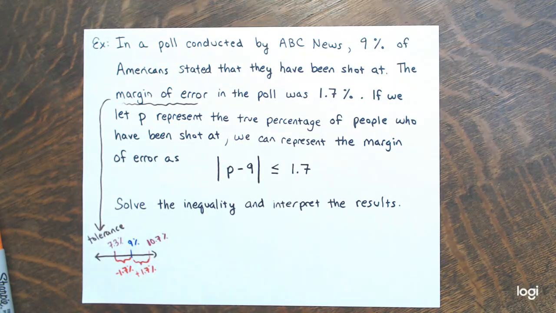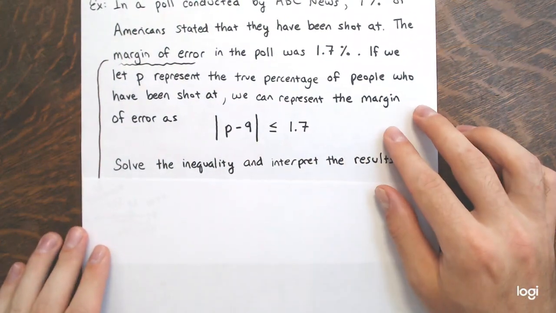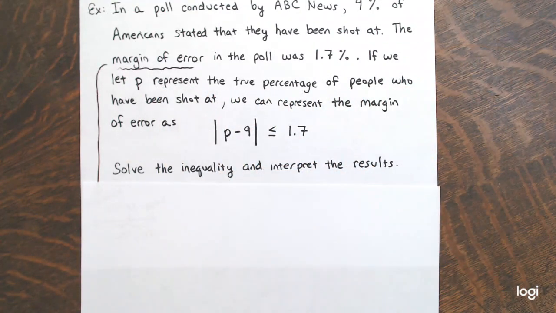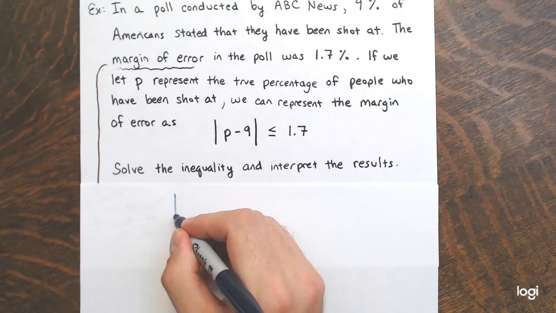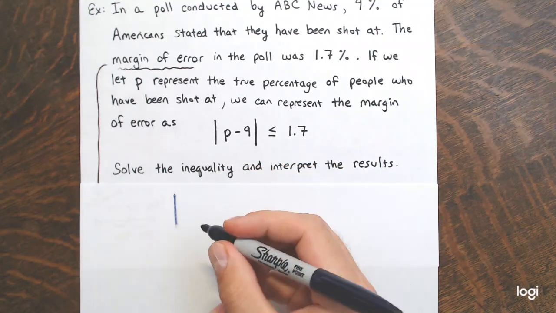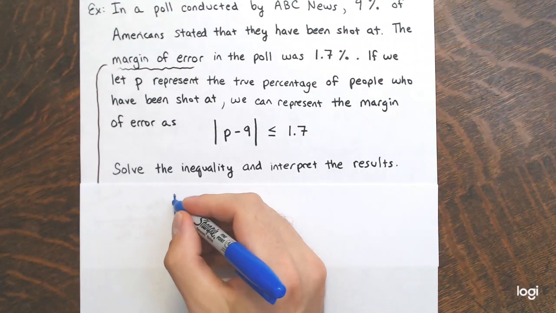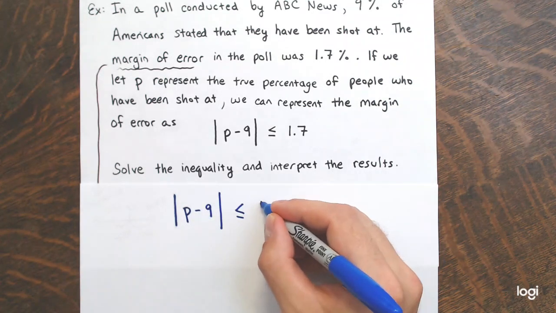But what we're asked to do, though, all right, so I'm going to cover this up. What we're asked to do is solve this inequality that was given, where P represents the true percentage of people who have been shot at. And solve for P and then also interpret the results, write out in a full sentence what it actually means to this problem. All right, so we're starting off here with the absolute value of P minus 9 is less than or equal to 1.7.